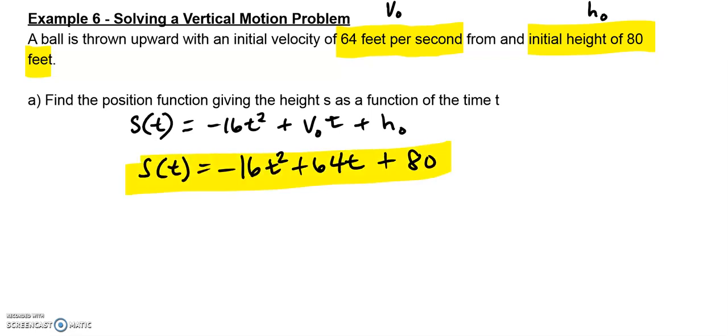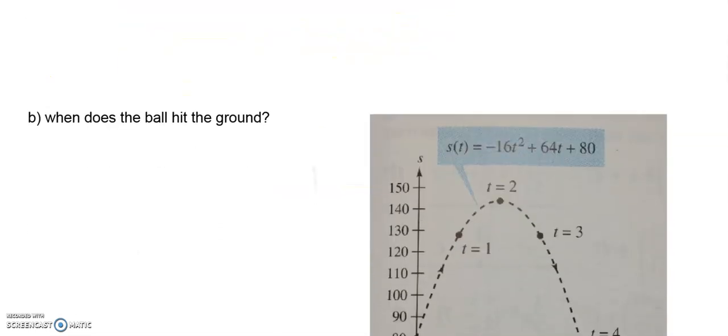Here is our position function, right? And it's height as a function of the time. So the height is the function, time is the variable. That's what we have there. Now let's take a look at part B. It says, when did the ball hit the ground? Don't look at the graph at the right. If you have a copy of these notes, don't look at the graph at the right. Think about what is happening when the ball hits the ground.